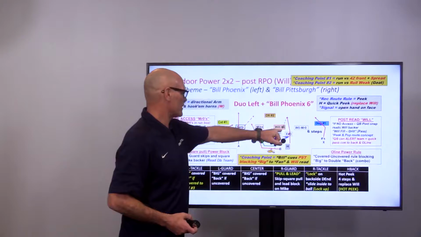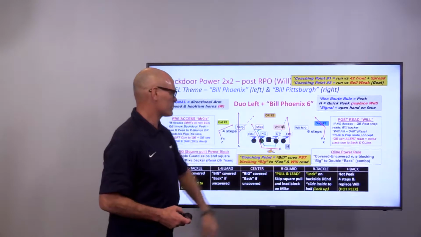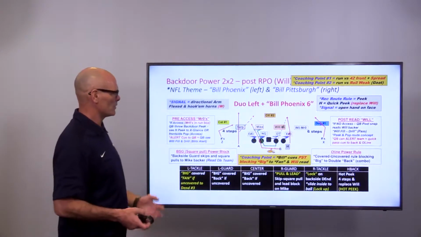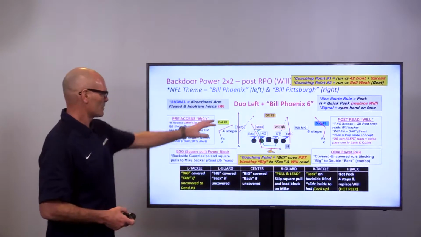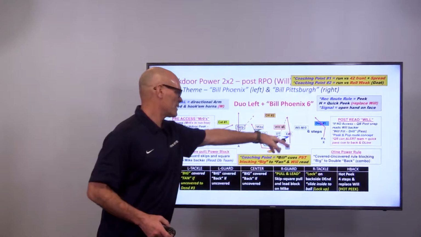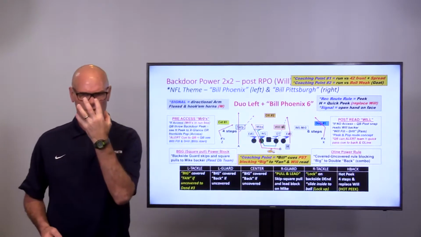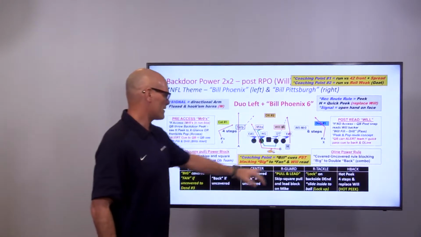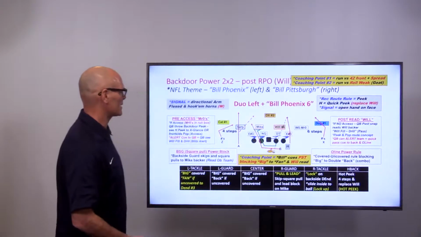Quarterback, again, we'll call out the read key defender's number, which is 6 in this case. Again, Bill Phoenix, 6 is the play. Receivers are still running their pop concept. What we do is we call this a peek route. So we just add this. That tells the H-back, it's a reminder he's going to replace the Will backer.